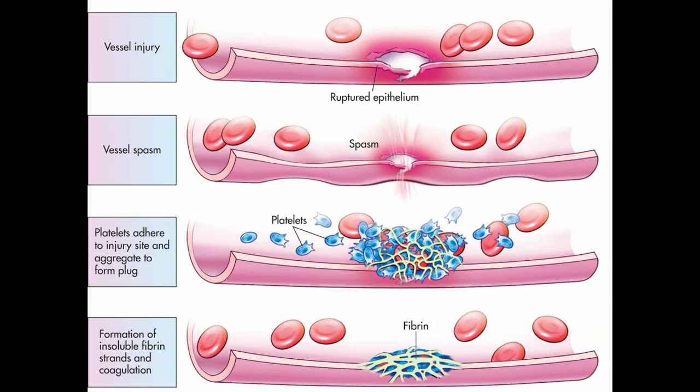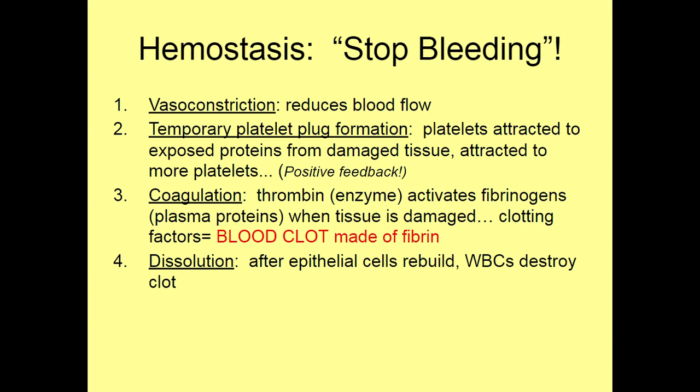Meanwhile, because that vessel is smaller, and because those chemicals have signaled it to start, the platelets start getting stuck to each other and the injury site. Okay, this is called the formation of the platelet plug. Okay, so it's a soft clot. Here's the platelet plug.